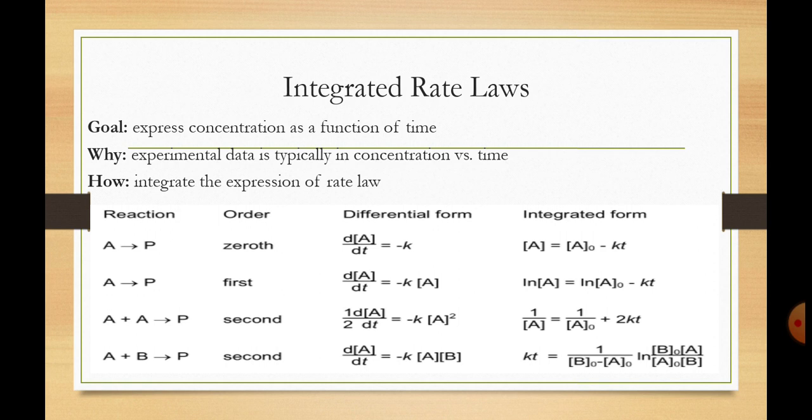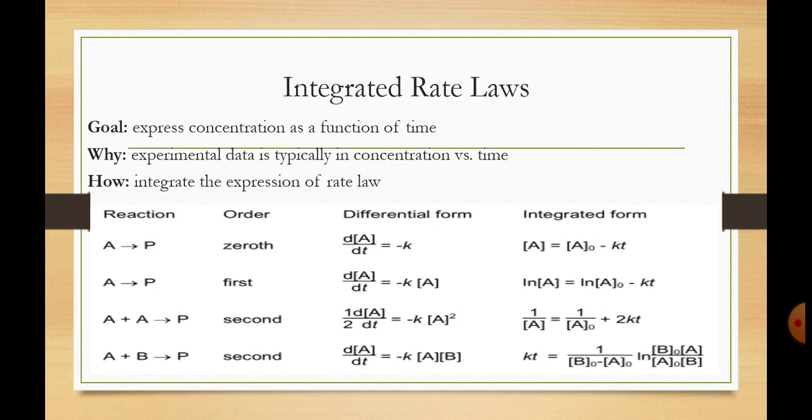For the second equation, if A is going to make P, its order is first, and the differential form is d concentration of A divided by dt is equal to minus K concentration of A. The integrated form is ln concentration of A is equal to ln constant minus Kt.